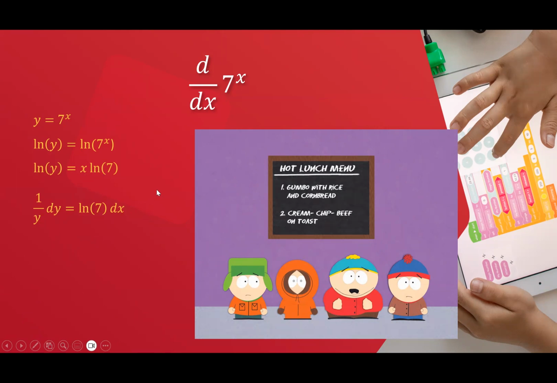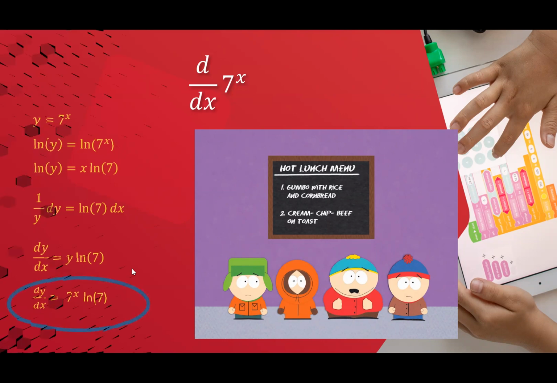Now we're going to divide both sides by dx and multiply both sides by y. You're going to hear me say that a lot today. Divide both sides by dx, multiply both sides by y. Now we can't leave y in our final answer, even though dy over dx is isolated. So look, y equals 7 to the x, so we'll replace it. And there's our final answer. So the derivative of 7 to the x is 7 to the x times the natural log of 7. Circle.